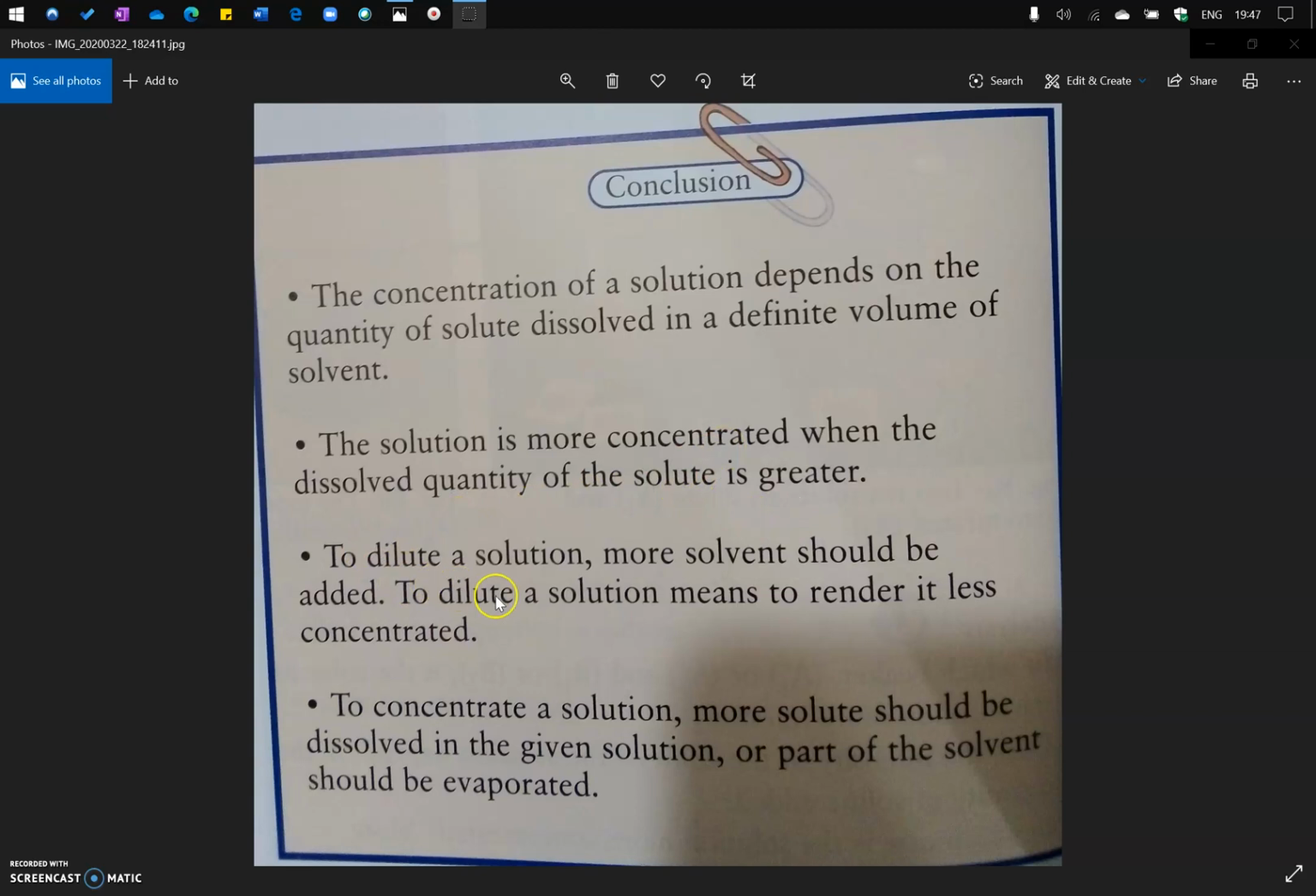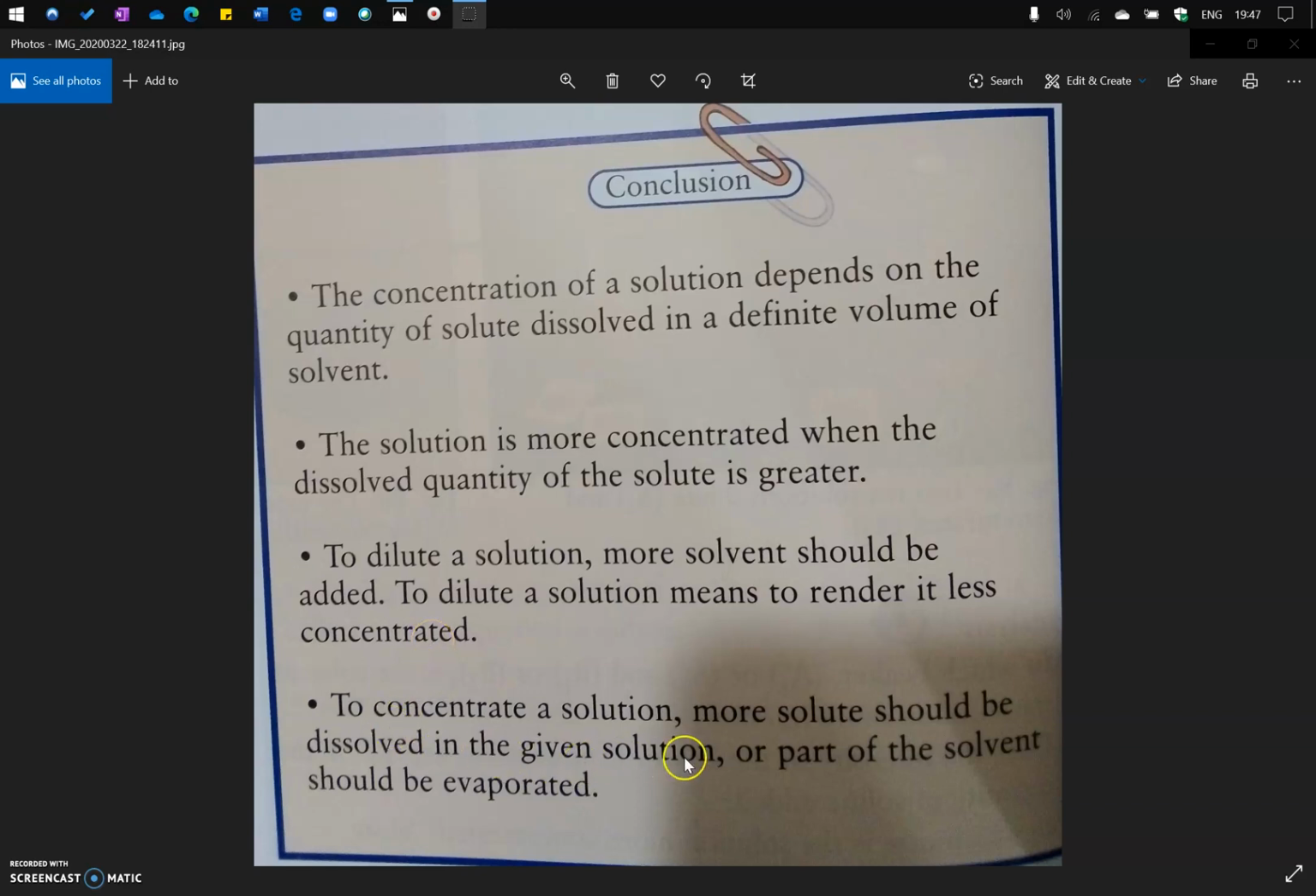How to dilute a solution? So this could be the question and this is the answer. To dilute a solution, we add more solvent. More solvent should be added. To dilute a solution means to render it less concentrated, because dilute and concentrated are opposites.